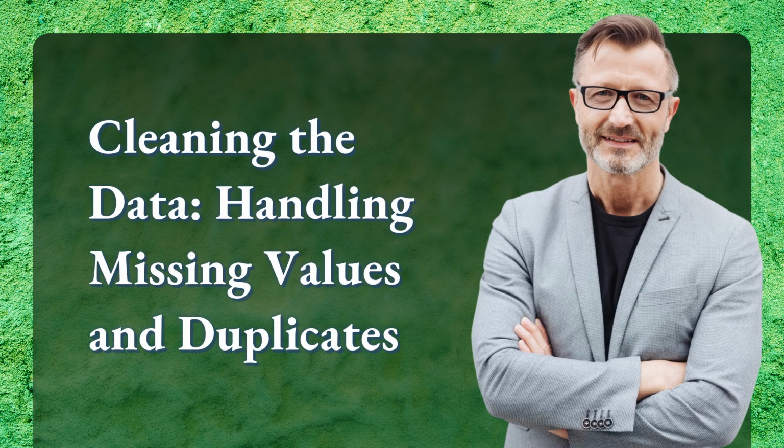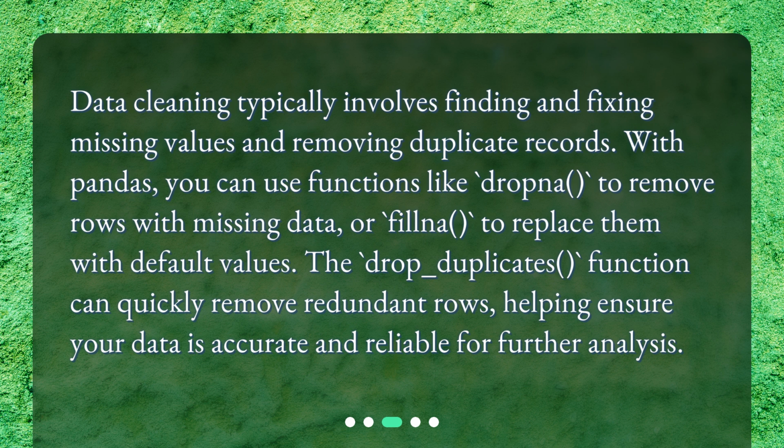Cleaning the data, handling missing values and duplicates. Data cleaning typically involves finding and fixing missing values and removing duplicate records. With pandas, you can use functions like dropna to remove rows with missing data, or fillna to replace them with default values. The drop_duplicates function can quickly remove redundant rows, helping ensure your data is accurate and reliable for further analysis.